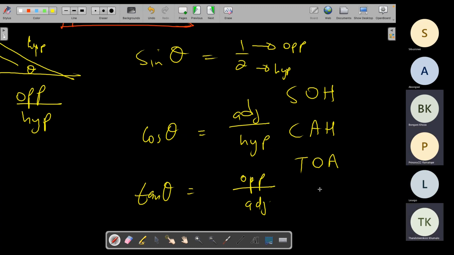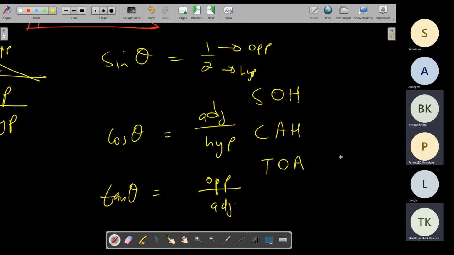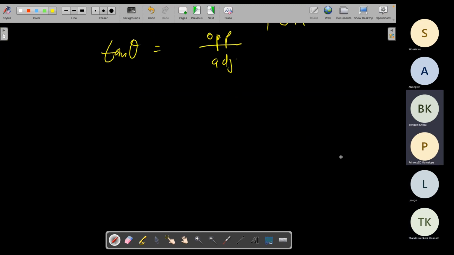All good? Yes, that's that one. So if this is an issue to memorize or to understand, then you still have that SOHCAHTOA to help you. All right. Moving on.